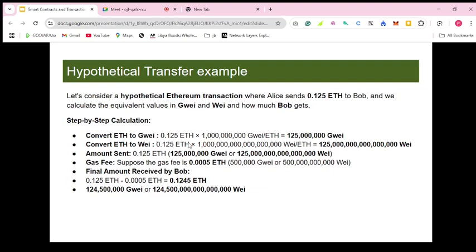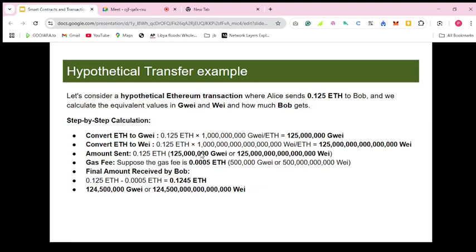So we have 0.125 ETH. We multiply it by this, we get the value in Wei that the person was sending. So Alice was sending 0.125 ETH to Bob. And when we see the amount that was sent, it is exactly this amount in Wei, but it's also exactly this amount in Gwei. Now, Gwei is also another denomination of ETH. It's usually used to measure the gas. It's actually designed to measure the gas price rather.